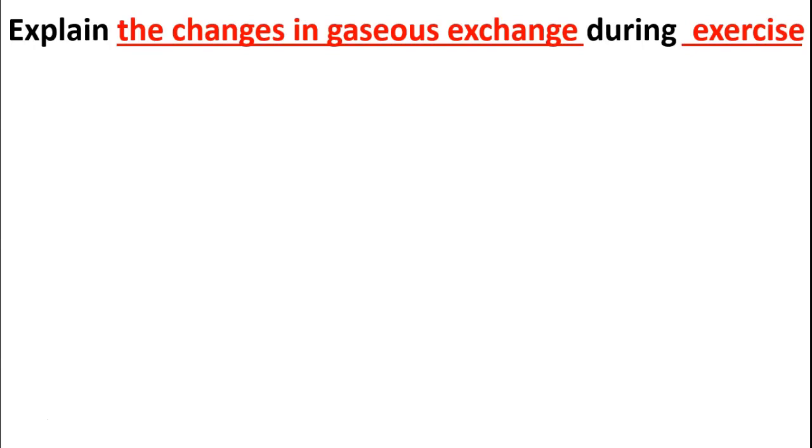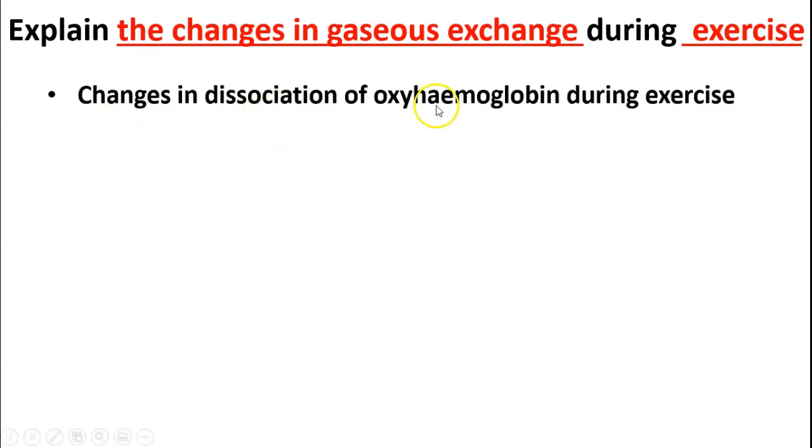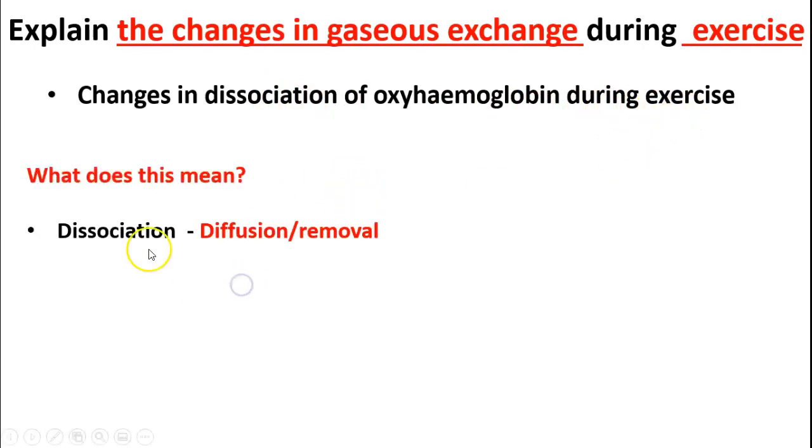Now, just to make it a little bit more complicated, there is an additional part of the specification that asks us to have an understanding of the changes in dissociation of oxy-haemoglobin during exercise. Now that looks like it is going to be really, really complicated. So what I'm going to do is break it down very simply and then show you how you answer a question on it. So if we have to understand the changes in dissociation of oxy-haemoglobin during exercise, what do these words mean?